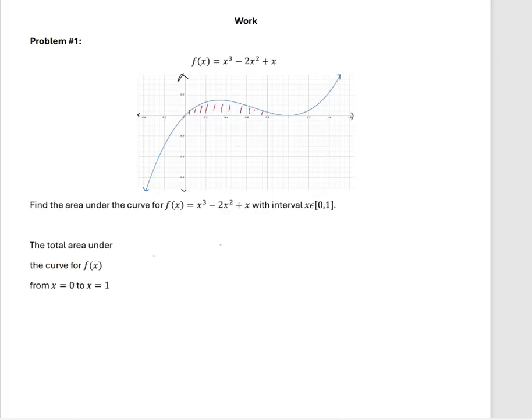Hi class, for this lecture we're going to be looking at a couple of problems that involve integrals, vectors, and work. Now, for the very first problem, we're just going to be looking at a function, and then we're going to calculate the total area under the curve.